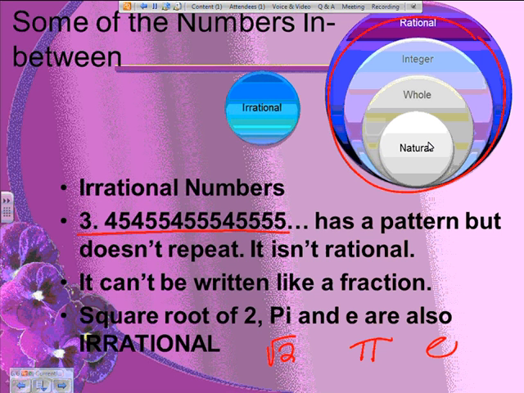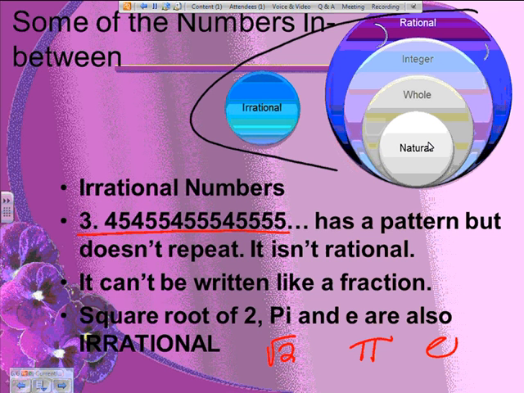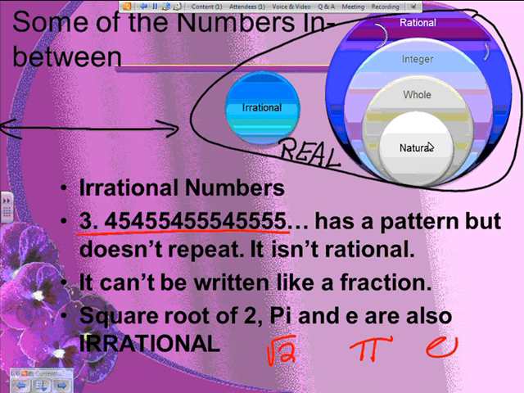Now, all together, if we put these numbers together in the same bucket, all the rationals and the irrationals, these are all the real numbers, and they make up the whole number line. You started with the number line when you were in grade school, but they only told you about a few of the numbers that were on it. The rationals are in here, and the irrationals are in here. And together, they make up that whole number line.